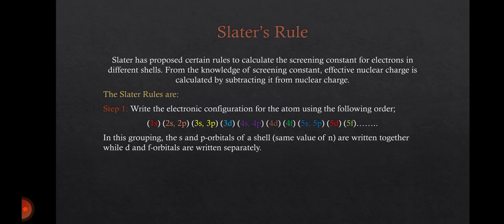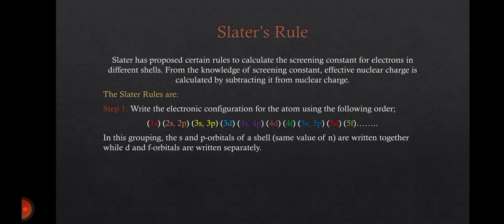Slater's rule proposes certain rules to calculate the screening constant for electrons in different shells. With the help of the screening constant, we can easily calculate the effective nuclear charge because we know the formula of effective nuclear charge, that is Z minus S. So first we have to calculate the shielding constant according to Slater's rule.